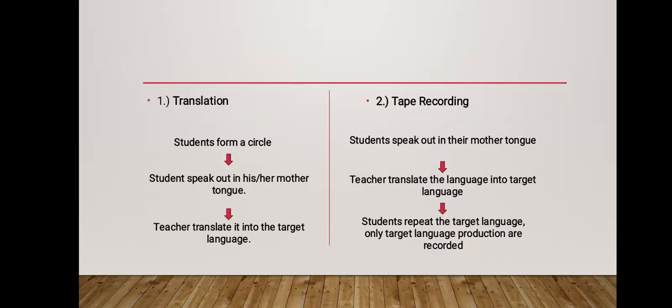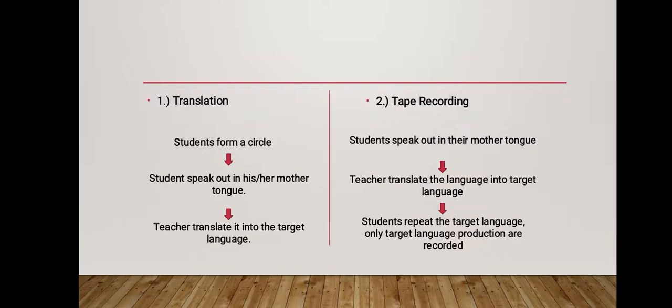Next, in CLL, or community language learning, we have common activities, and one of those common activities is translation. In translation, the students form a circle, then a student speaks out in his or her mother tongue. Then after that, the teacher translates it into the target language. Meaning to say, in translation, the teacher will translate the particular language of the student. If the student spoke Bisaya, then the teacher will translate it into English, if the target language here is English.